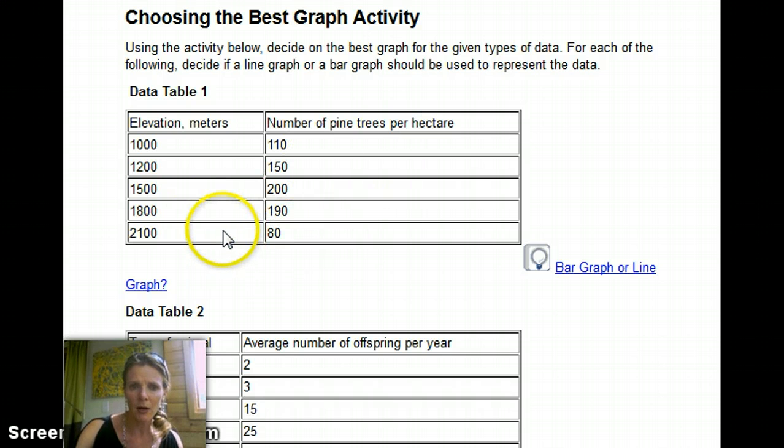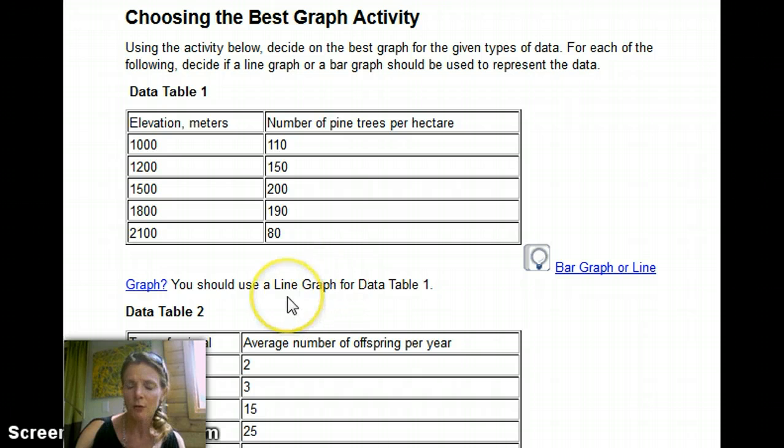Okay, we're talking about the elevation versus the number of pine trees, okay? And we're looking at measurements, okay? So maybe we might be thinking, okay? You would use a line graph. So hopefully you guys already thought of that, the fact that we're talking about measurements of something in particular, that the best thing would be to use a line graph.